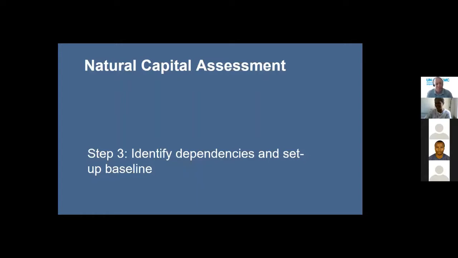And we'll go into step 3 now. So this is really starting to look at the ecosystem service flows, essentially. So we're looking to identify what the dependencies are in our study area on natural capital, and understand how the configuration of ecosystem assets is benefiting people in the study area.